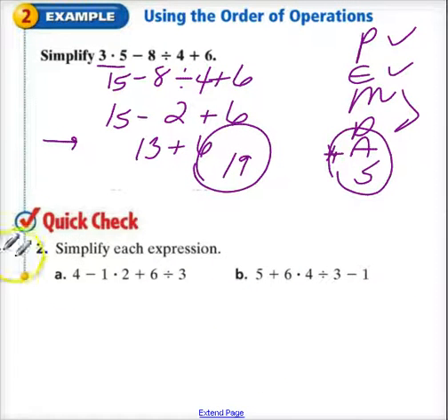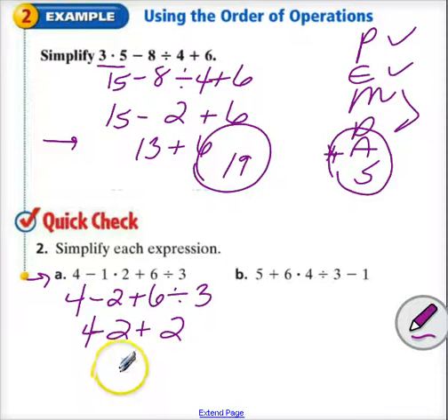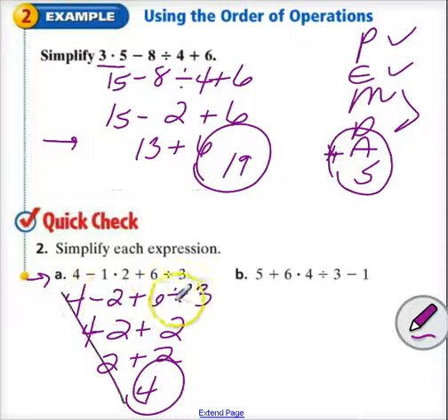Let's do another example. We'll look at A. I'm looking through and I see a multiply right here. 1 times 2 is 2. Really important to rewrite the whole problem. Then look for your next step, subtraction, addition. Oh, there's dividing. 6 divided by 3 is 2. Rewrite. Now I have subtraction and addition left. I'm going to work left to right. 4 minus 2 is 2. 2 plus 2 is 4. So there's that triangle I was talking about, how my work gets simplified to the final answer.